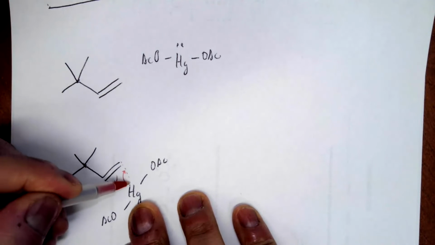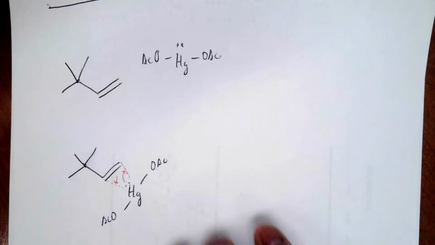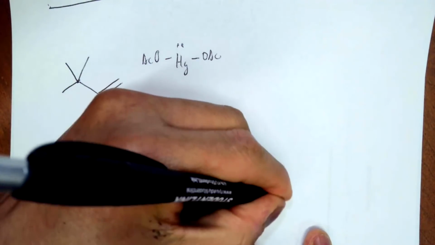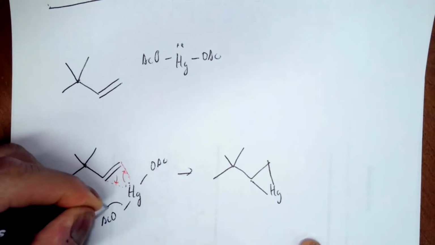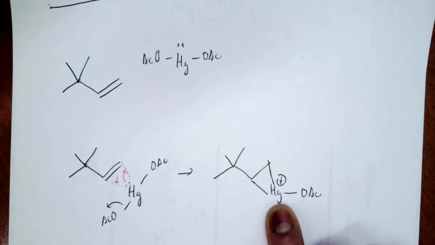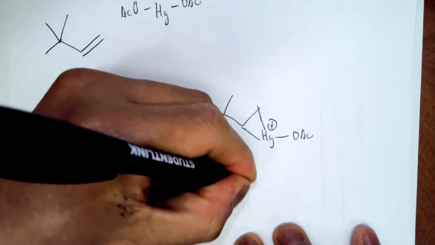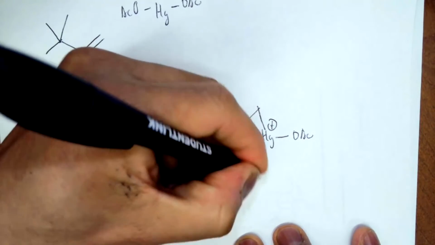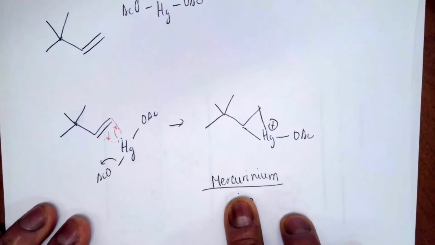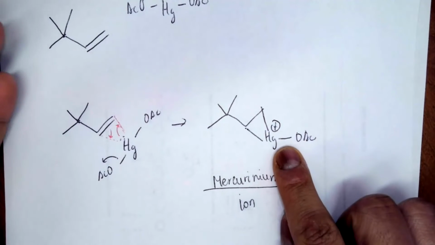The lone pairs of the mercury form a bond here, and the alkene's pi bond forms another bond with the mercury. That creates this compound. One acetate leaves, and you form this particular species. This is called the mercurinium ion. I know it's a very ridiculous name. Mercurinium ion. It looks like a cartoon name, right?